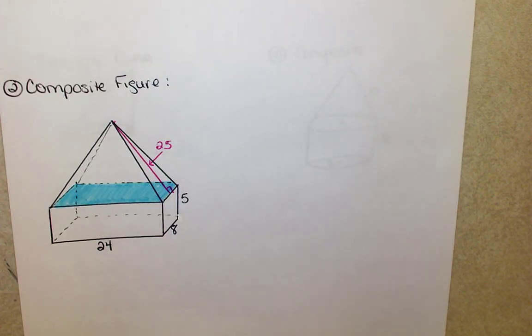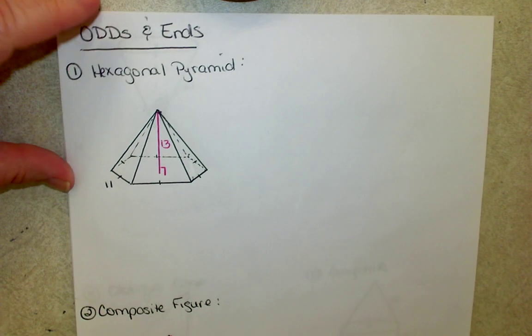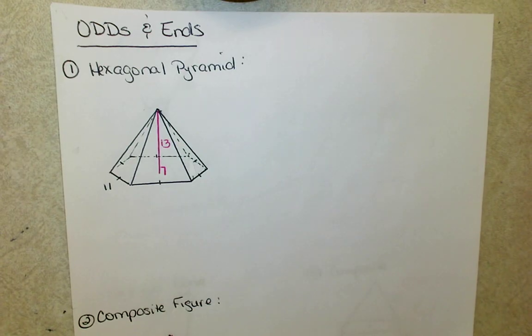All right, going to our odds and ends section. In yesterday's lesson, we talked about regular polygons. And we said that regular polygons are polygons that have the same lengths for their sides, as well as equal angles. It's both equilateral and equiangular. The sides are the same length, and the angles are also congruent.